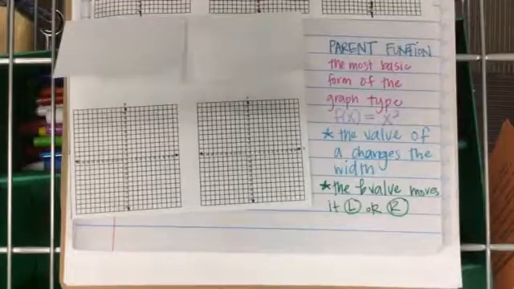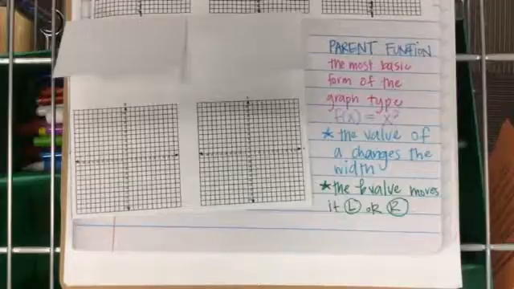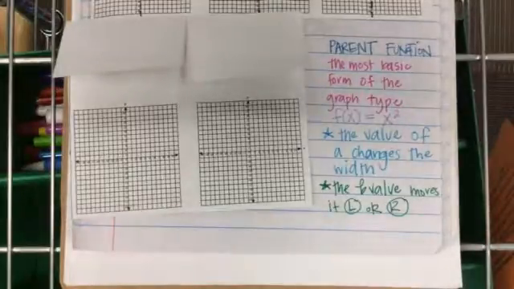So what does the C value do? The C value moves it up and down because the C value is what? The constant, which is the intercept. The C value is going to change it up and down. The vertical change.